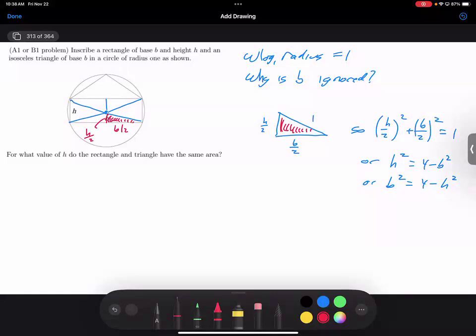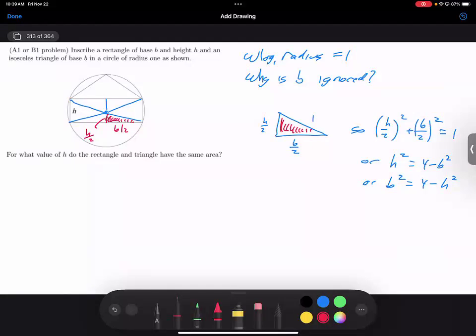So once I give you B, I know h. Once I give you h, I know B. That's why they can say for what value of h. If I were writing this problem, I'm not a nice person. I would probably say for what value of h and B, maybe, to try to be a little bit misleading. Do they have the same area? Because really, once you choose B, h is forced on you. Once you choose h, B is forced on you.